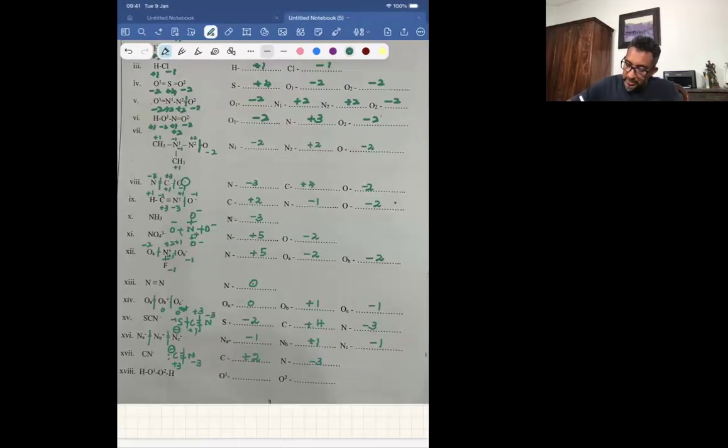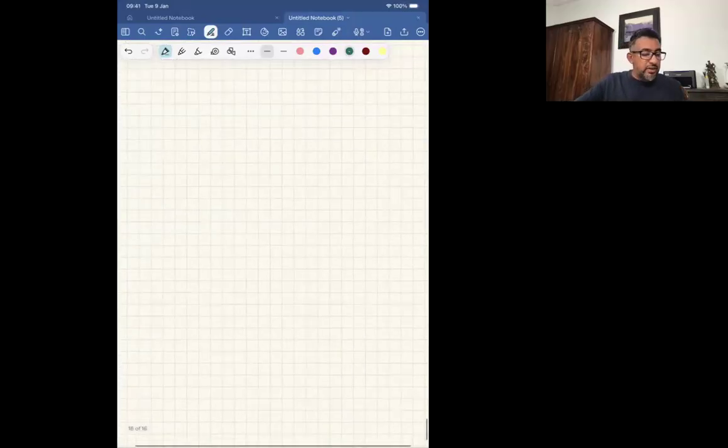Hydrogen peroxide, you break it evenly. This is minus 1. Oxygen 2 is also minus 1. Is it clear? Since we have a little bit more time, I will do the next page also. Right.